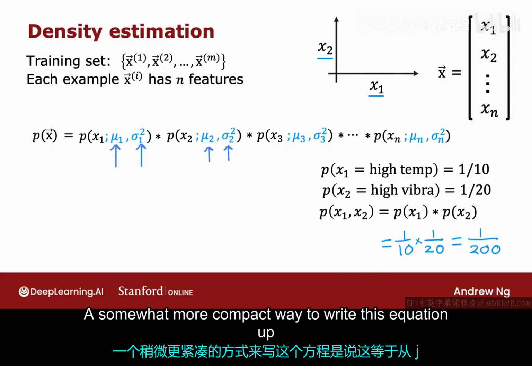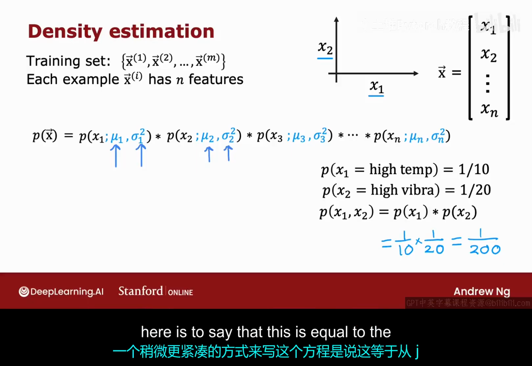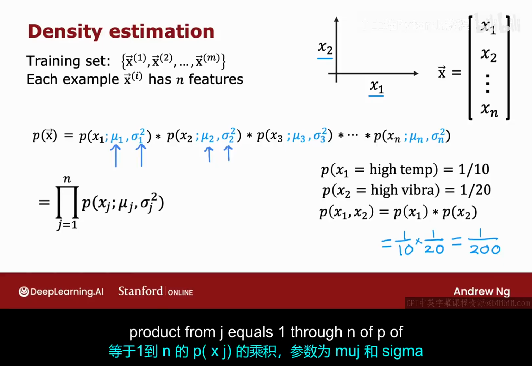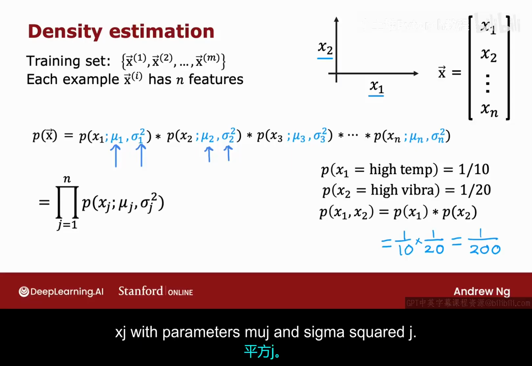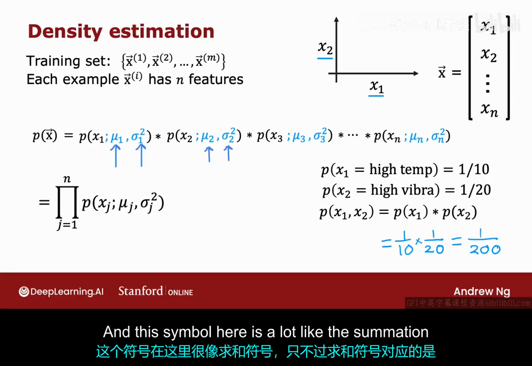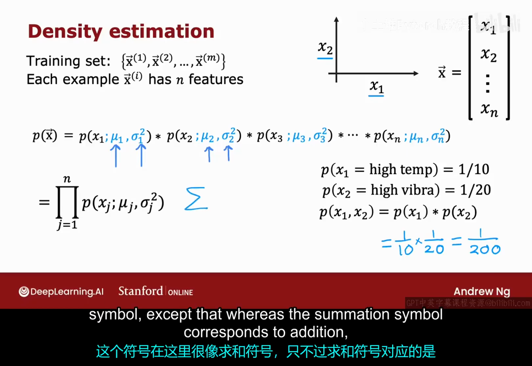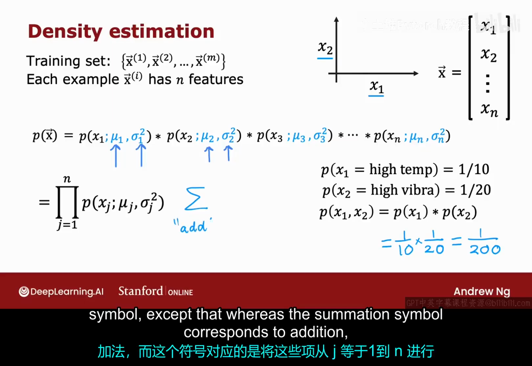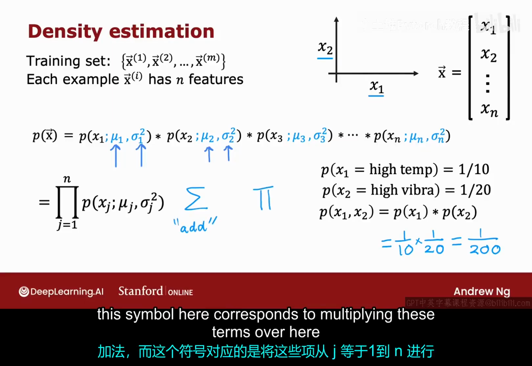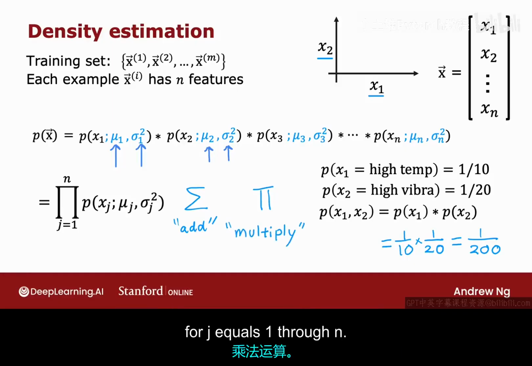A somewhat more compact way to write this equation up here is to say that this is equal to the product from j equals 1 through n of P of xj with parameters mu j and sigma squared j. And this symbol here is a lot like the summation symbol, except that whereas the summation symbol corresponds to addition, this symbol here corresponds to multiplying these terms over here for j equals 1 through n.